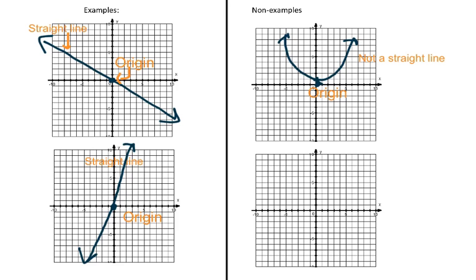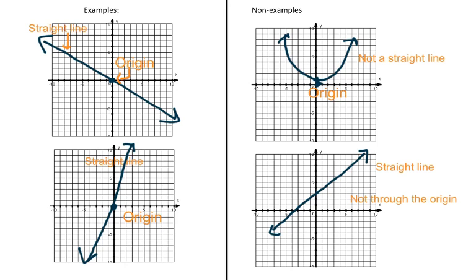Here's an example of one that does not go through the origin, but is a straight line. So we could have something like this. And this is a non-example because remember the two rules are it has to go through the origin and it has to be a straight line. So this is a straight line that doesn't go through the origin, so therefore it is not a proportional relationship.